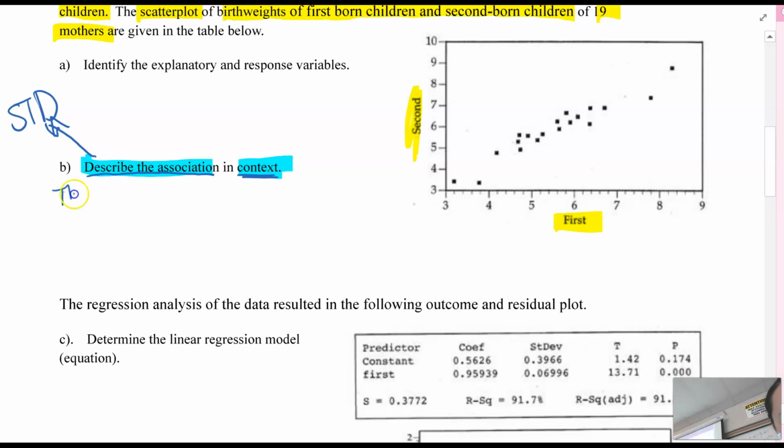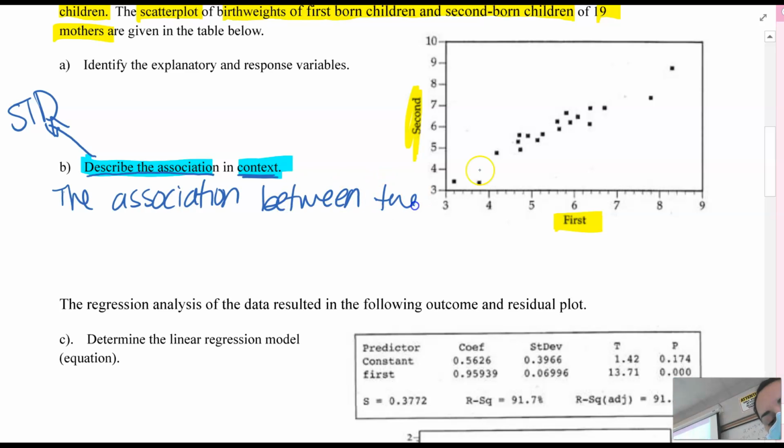So you would say the association between the birth weights of blank and blank is strong, linear, positive, or moderate, curved, and negative. Whatever you think it is, you just write it out, okay?